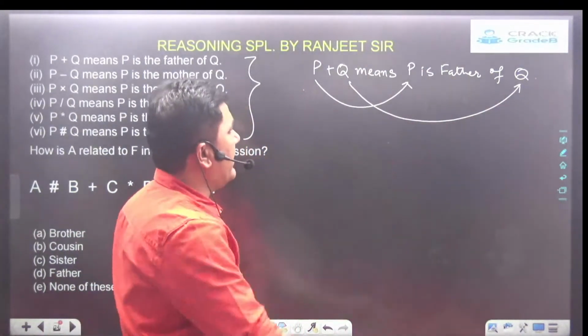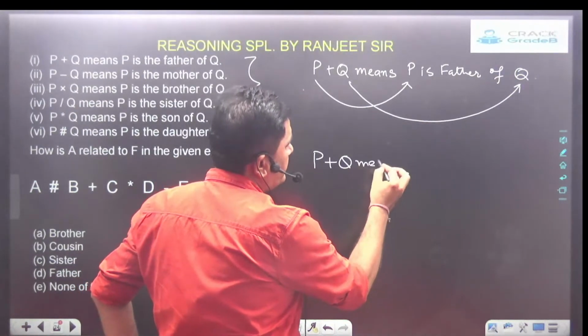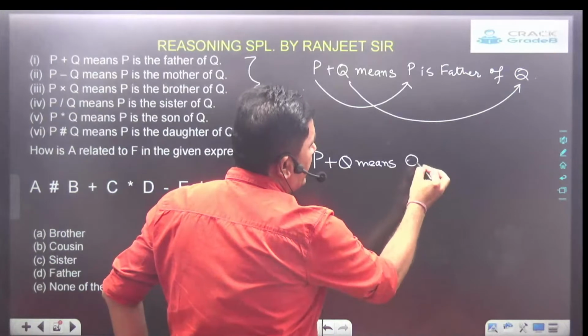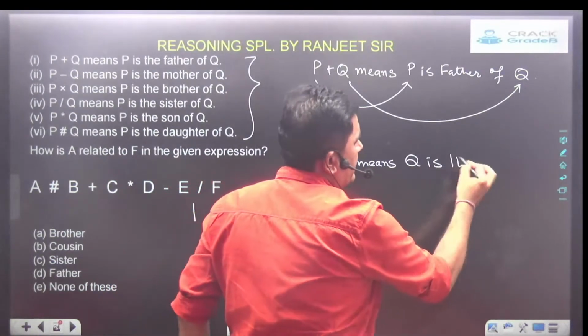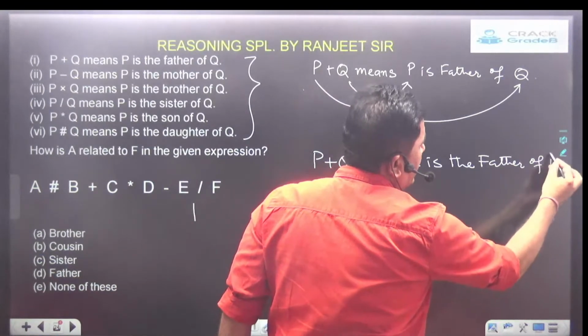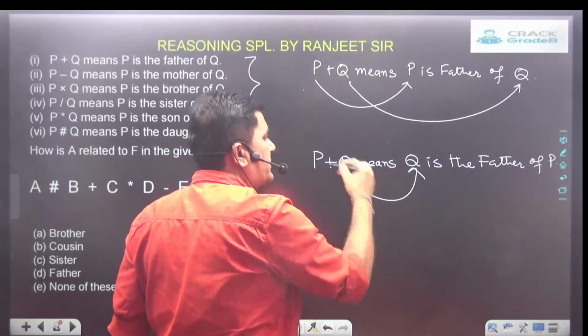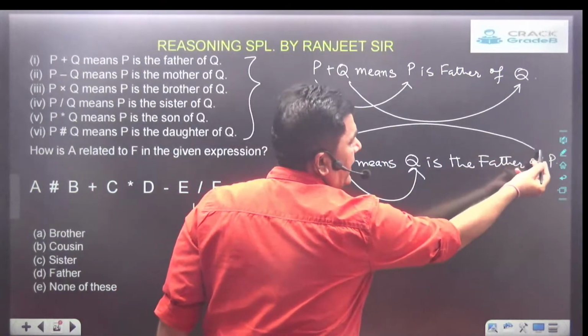Parallelly, they can give like this also. Suppose they have given P plus Q, means they will say Q is the father of P. They will give Q is the father of P. So here what can I say? Here I can say the last variable has come at the first place and the first variable has gone to the last place.